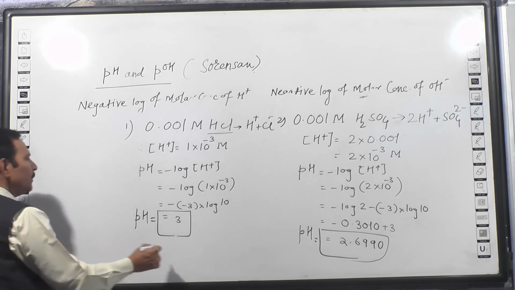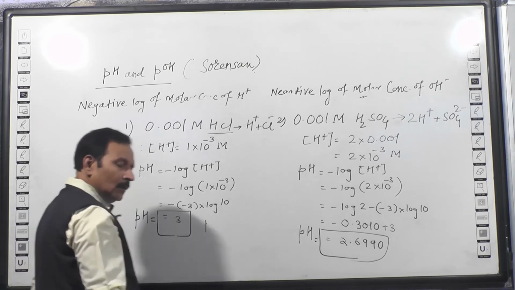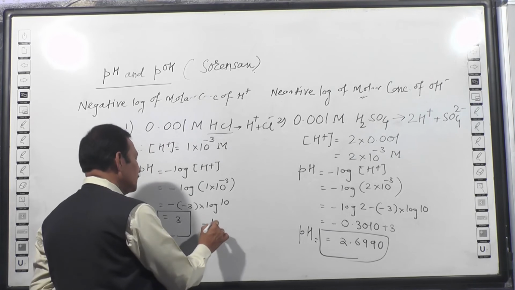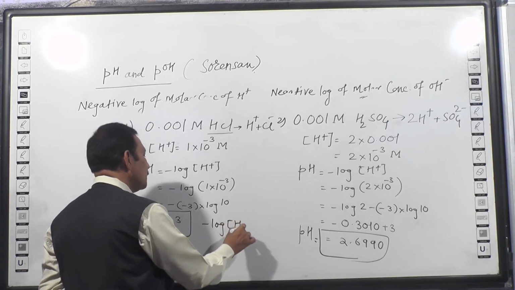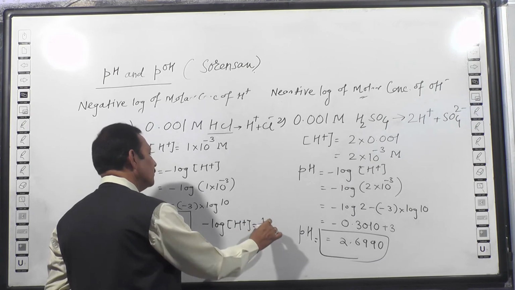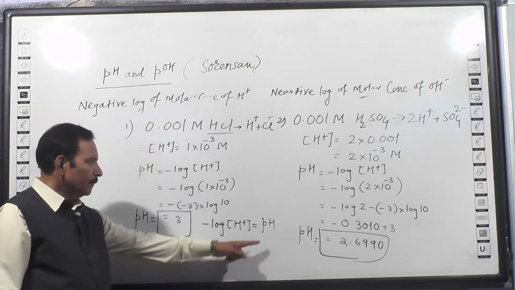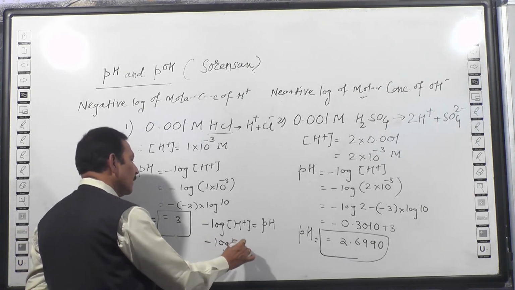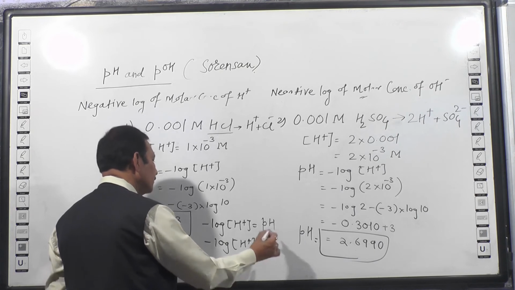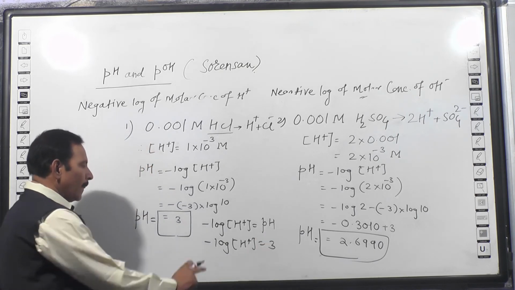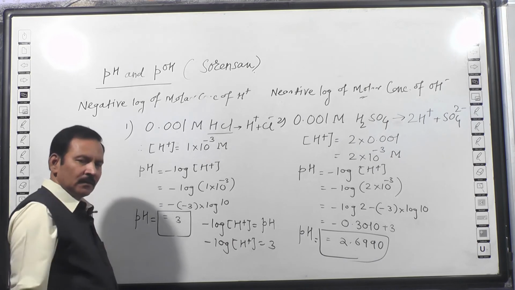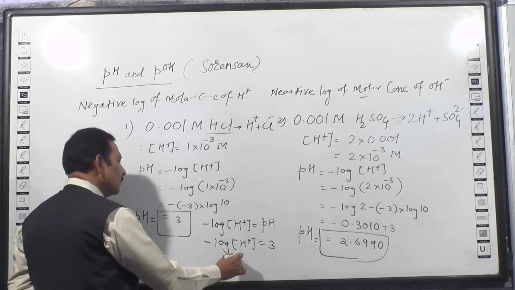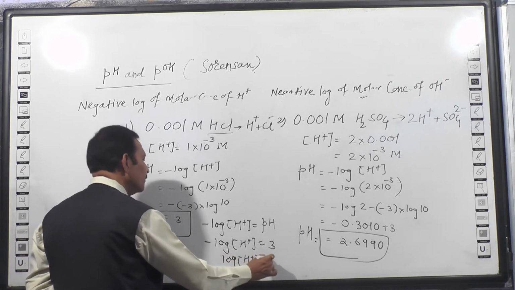So formula is pH. We'll write the formula in reverse manner to calculate H plus. Minus log of H plus ion concentration is equal to pH. pH दिया है 3, minus log H plus ion concentration is equal to 3. Multiply by minus 1 to all the terms. ये minus निकल जाता है. Log H plus ion concentration is equal to minus 3.